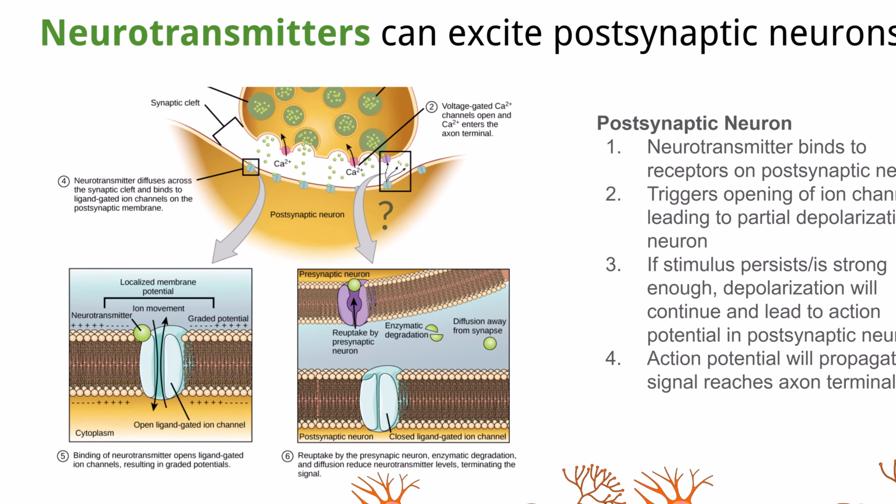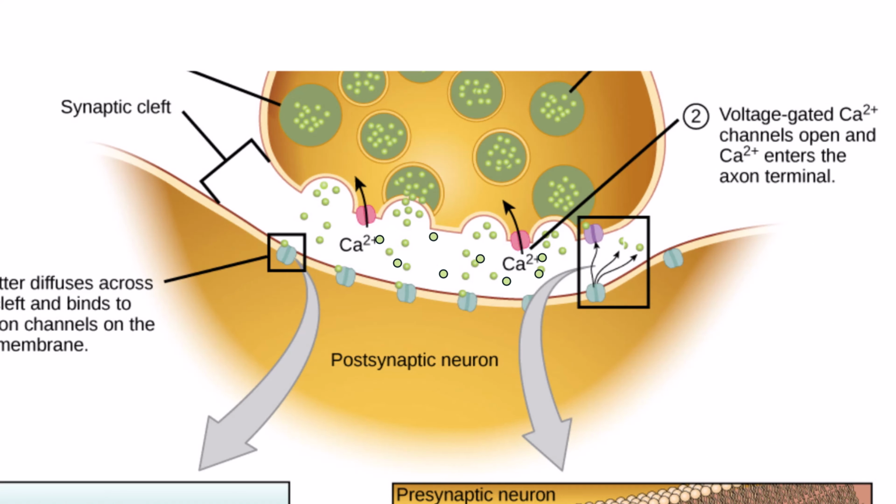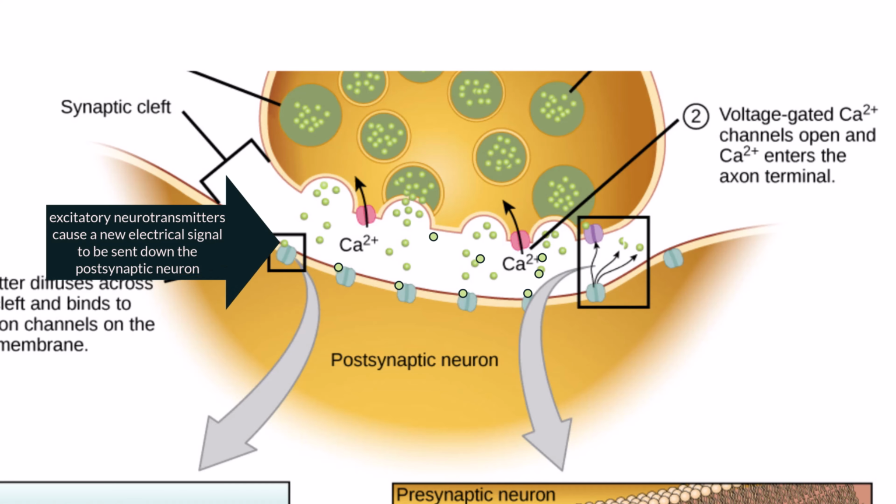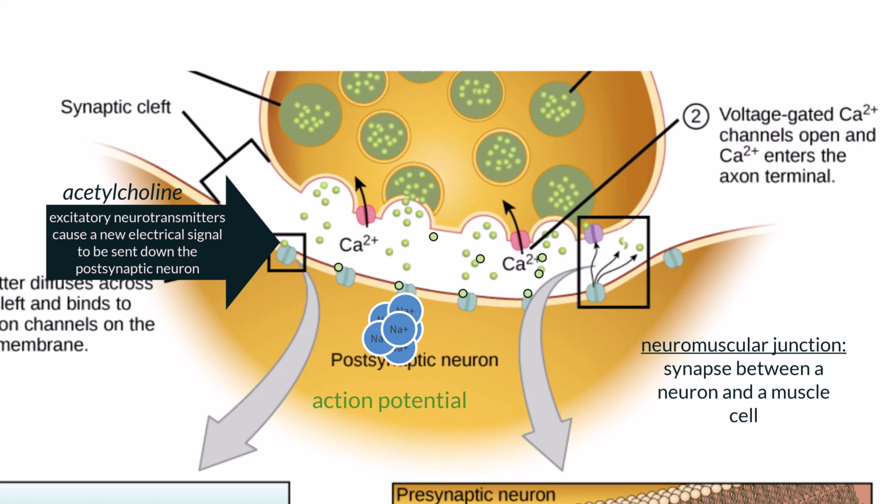How will the postsynaptic neuron respond? The neurotransmitters diffuse across the synaptic cleft and bind to the transmembrane receptors on the postsynaptic membrane. If the neurotransmitter is excitatory, like acetylcholine, it causes sodium channels to open, allowing positive sodium ions to enter the cell. The stimulus causes a small depolarization that brings the neuron closer to firing an action potential. If the stimulus persists and is strong enough, it will trigger the neuron to undergo an action potential. Acetylcholine is a common neurotransmitter seen in many types of synapses, including neuromuscular junctions, the synapse between a motor neuron and a muscle fiber, ultimately causing muscle contraction.